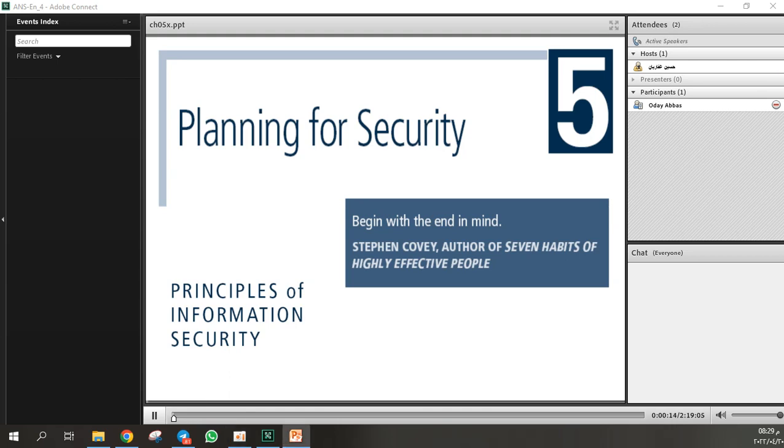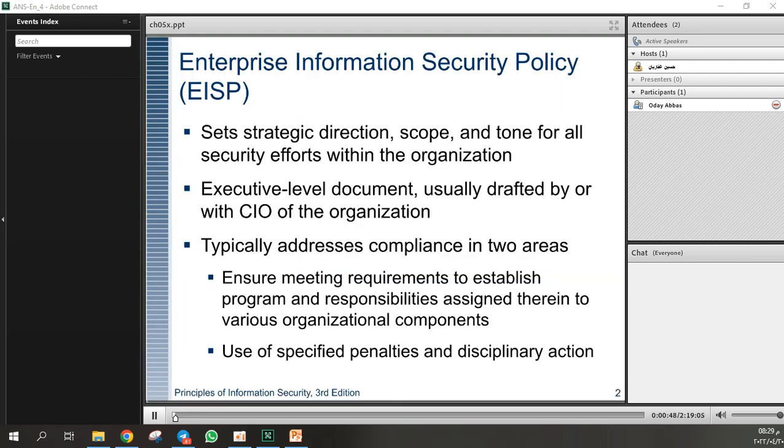This chapter is about planning for security, and in this chapter today we will talk about this area: how and when we can prepare plans for security in different areas. Okay.